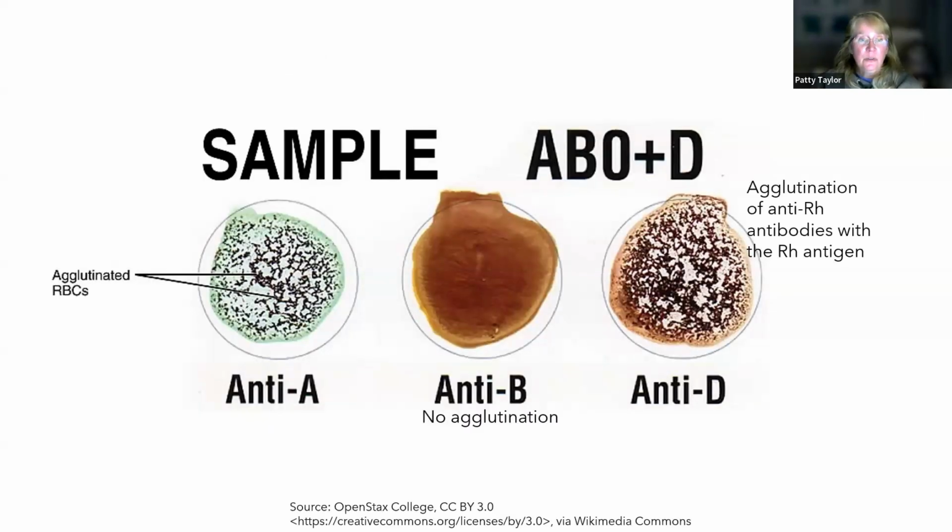So this is how it really looks. You'll notice on the left and the right, looking at the well that says anti-A, those are agglutinated red blood cells. And looking at the far right, the well that says anti-D, that's RH. And that one's agglutinated. That means this person has what blood type? This one would be A positive. B had no agglutination, so B is not part of our blood type. It would be A positive.